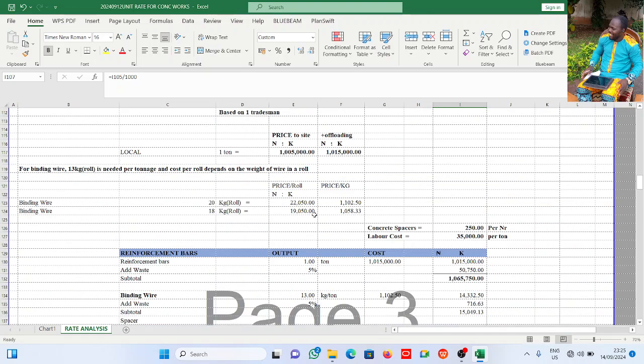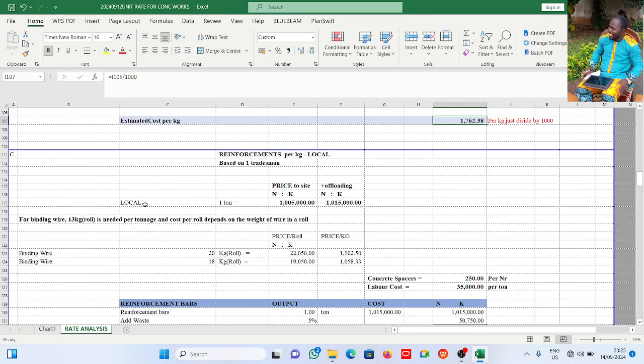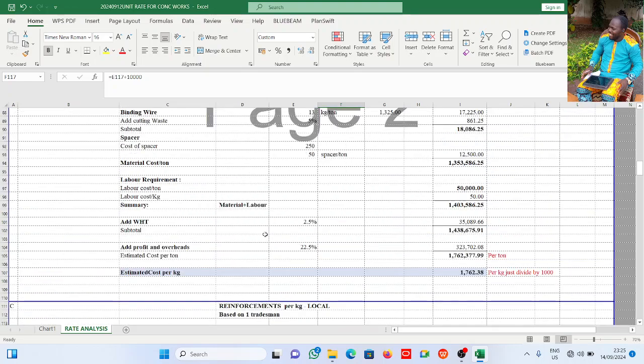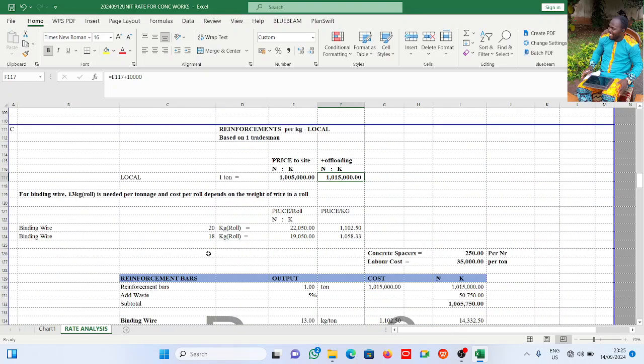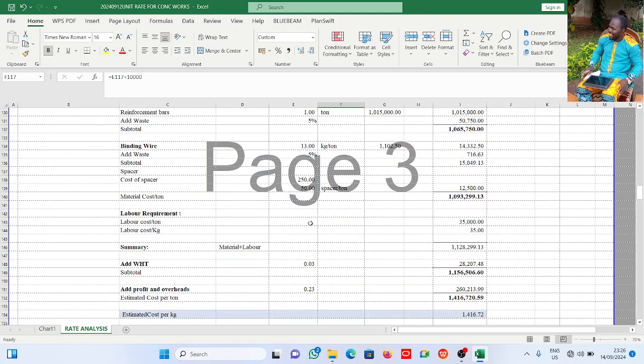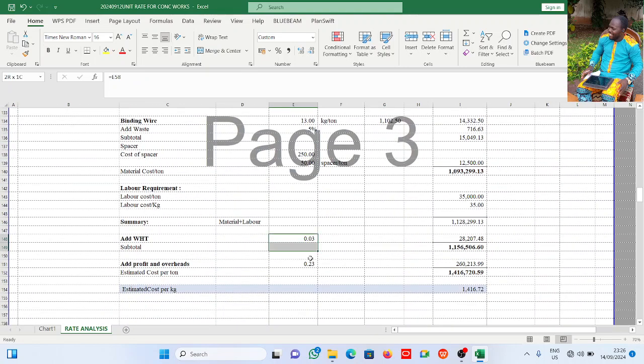Now this one talks about if it is a local one. Local is 1,005,000. If I add transportation, it is 1,015,000. The same thing that happened here is the same thing that happens here also, just that the prices are different. Then is there any other thing different? This is the profit and overhead. Let me have it in this form.